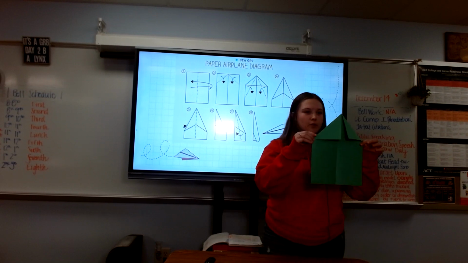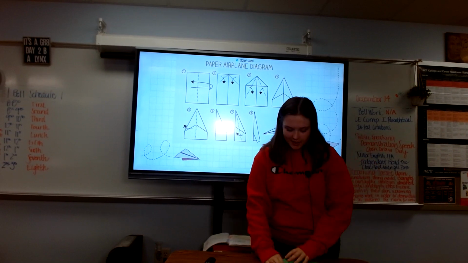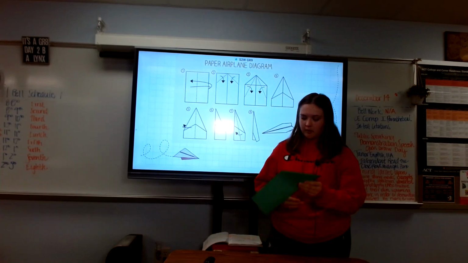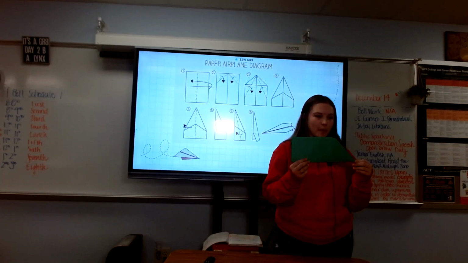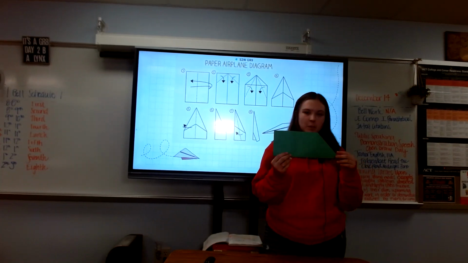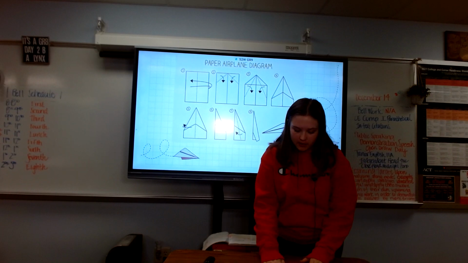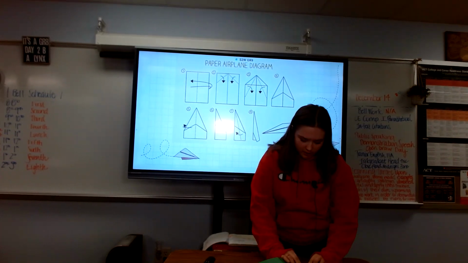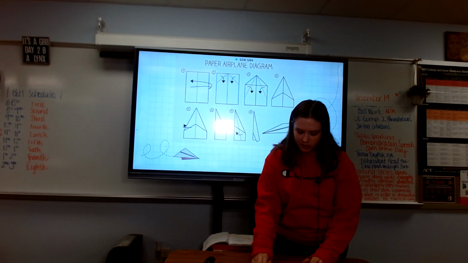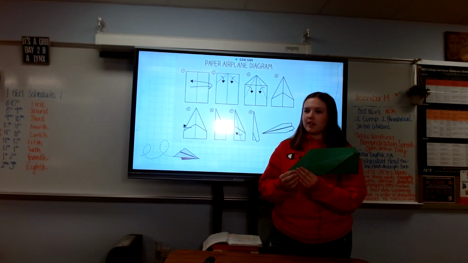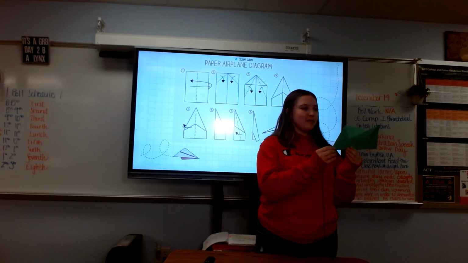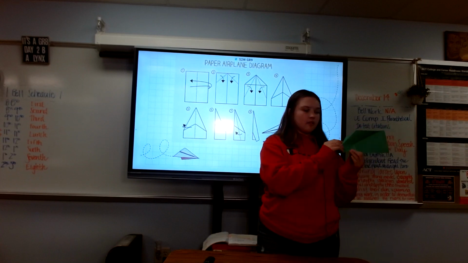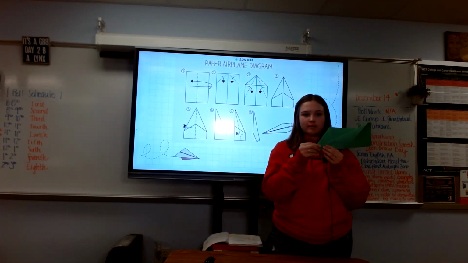Should look like a little house. Then you're going to fold your paper again, hot dog style, in half, like this. Lay it flat on the table and fold the flaps down towards the edge. This is kind of hard to explain. I thought this was going to be easier. But you fold this part down towards the edge of the paper.